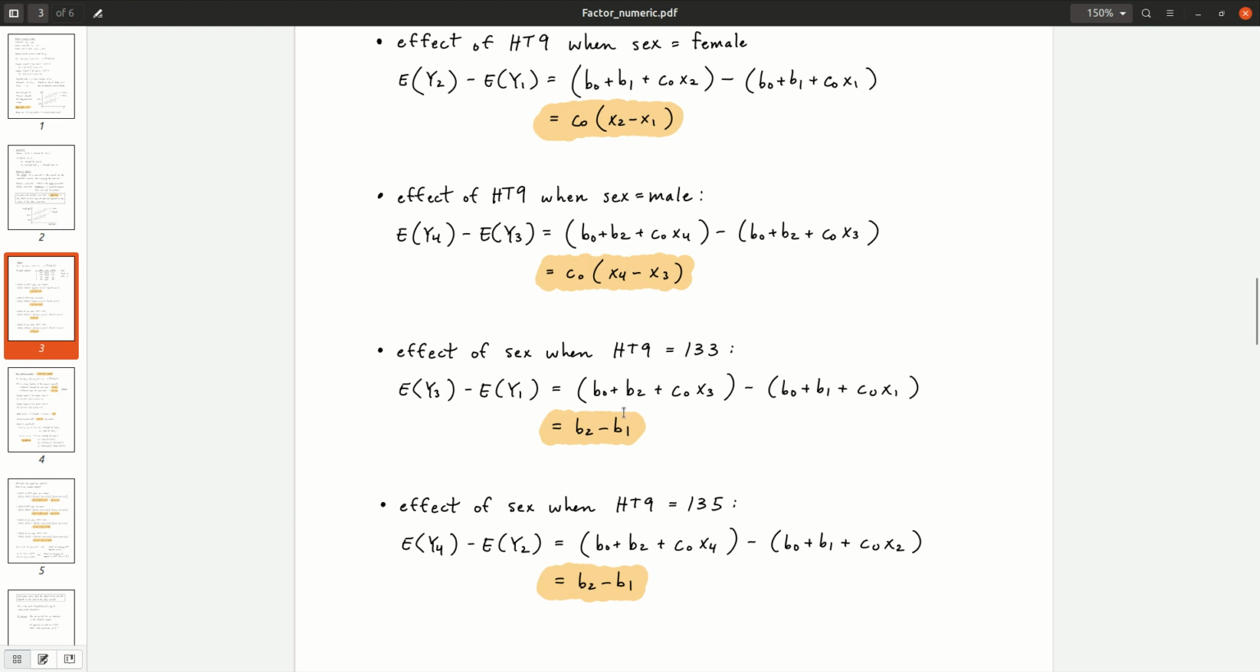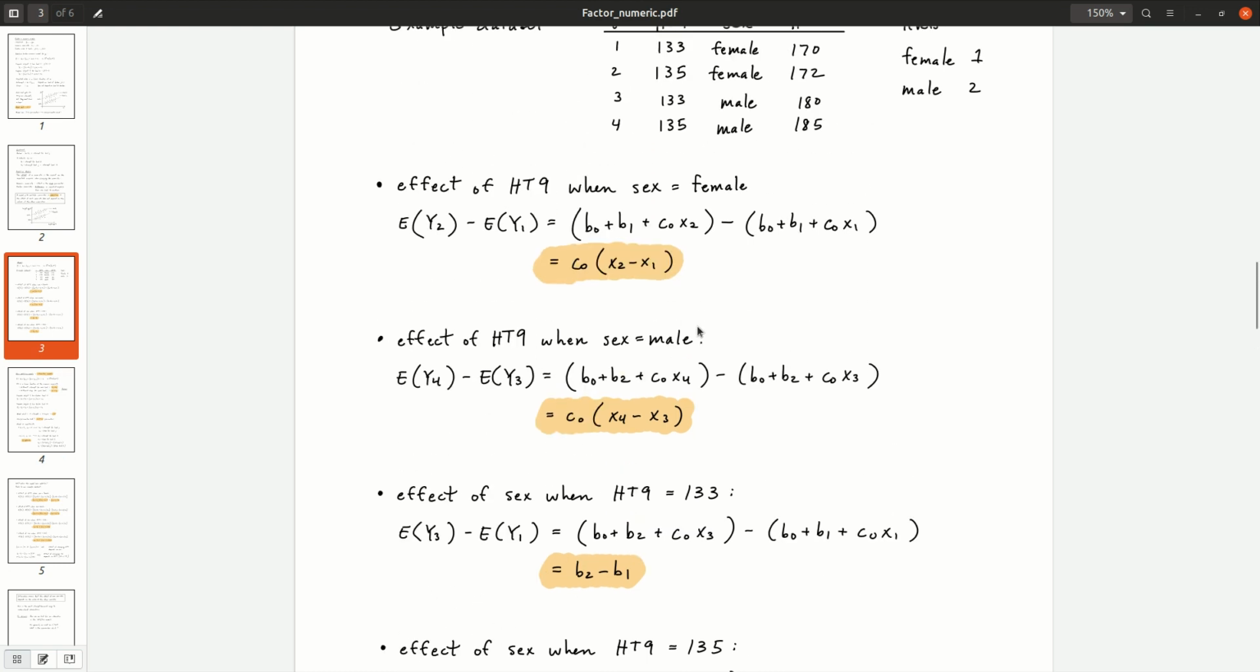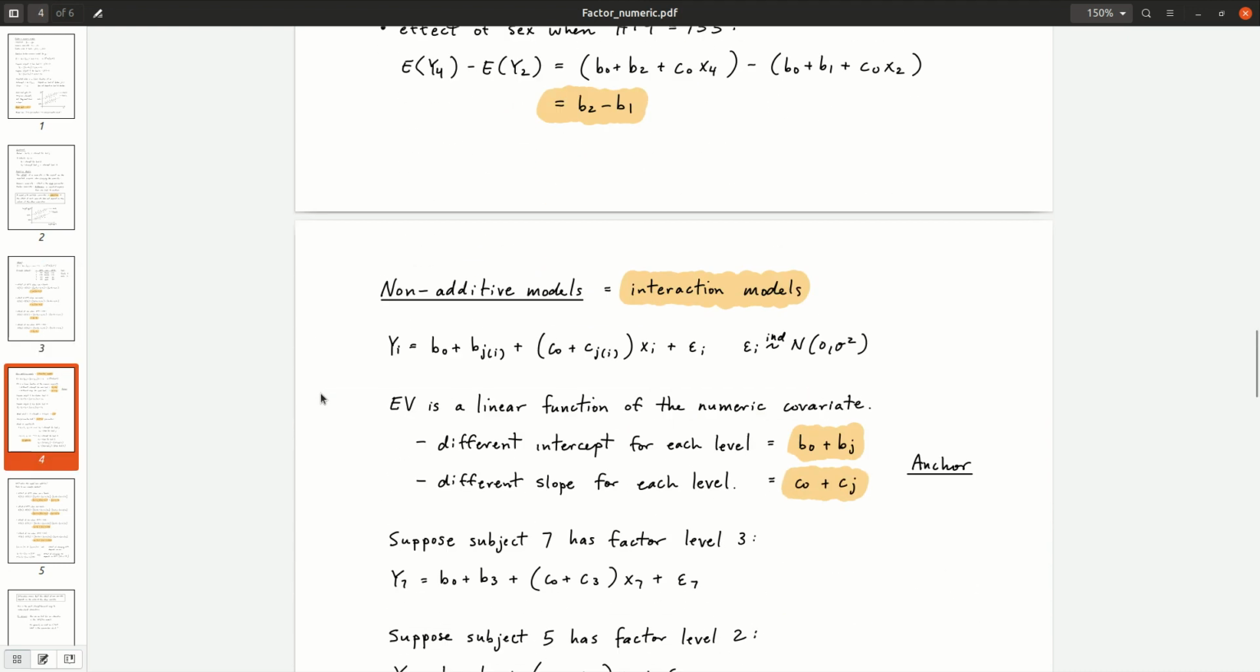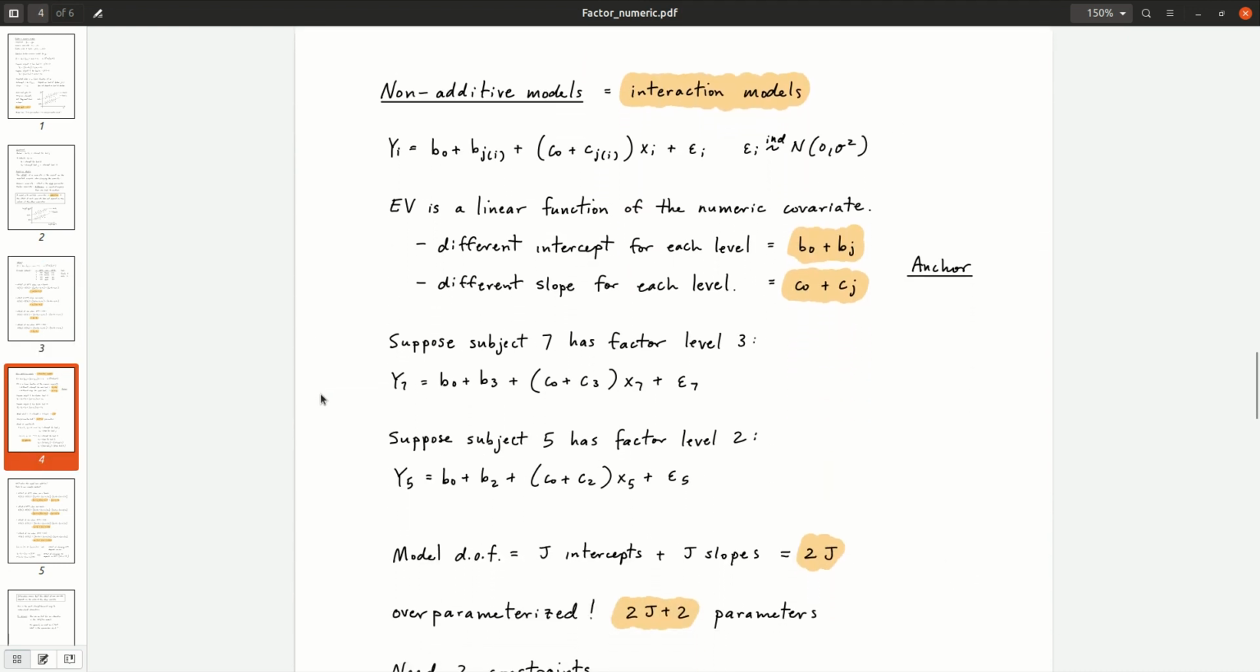Okay, so the comparison between these two, this is like looking at what is the difference between the two lines. It's always the same. It's always this amount. And by comparing these two, this is like comparing the slopes. The slopes do not depend on the level of the factor. All right, so those were additive models, and those are really useful.